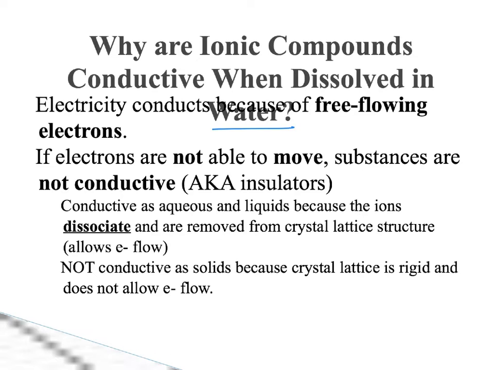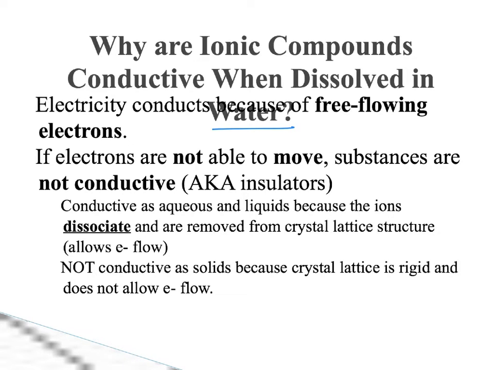Electricity conducts because of free-flowing electrons. So free-flowing electrons are necessary for electricity to flow. And we already said that when it's in a solid, they're not going to flow because they've already transferred to where they're supposed to be. But if I separate them, then they're going to start to become desperate to rebond, to get back to their state of bonding or their stable state. So they're going to start transferring those electrons around. Okay? If electrons are not able to move, then a substance is considered an insulator.